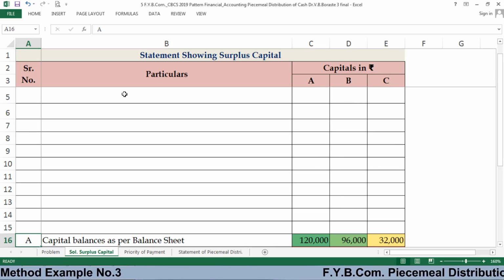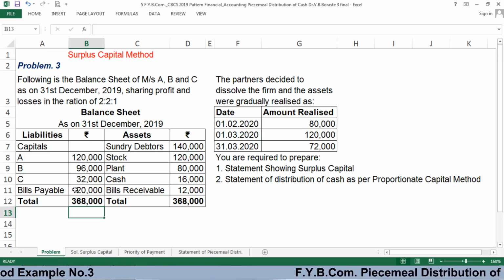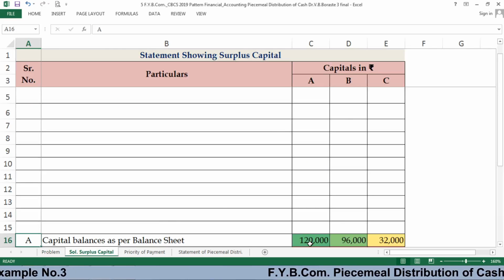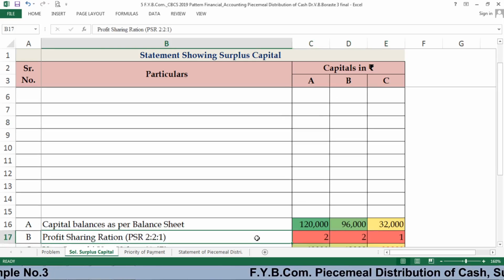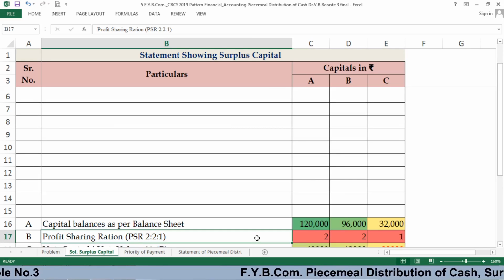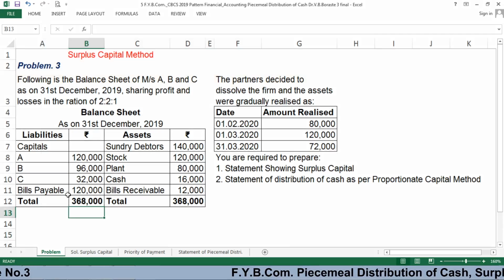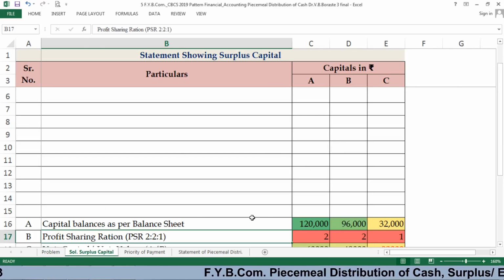First of all, in the first line, write down capital balances as per the balance sheet. In the balance sheet there is capital of A 1,20,000, capital of B 96,000, capital of C 32,000. So here I have mentioned 1,20,000, 96,000 and 32,000 as capital. Then you have to mention the profit sharing ratio. In this problem the ratio is 2:2:1, so we have put the ratio 2:2:1 here.